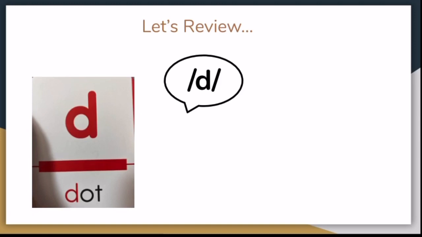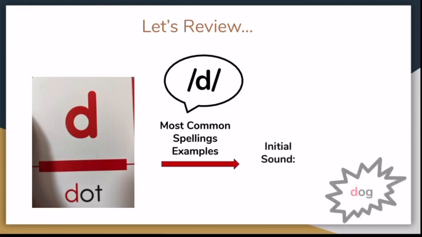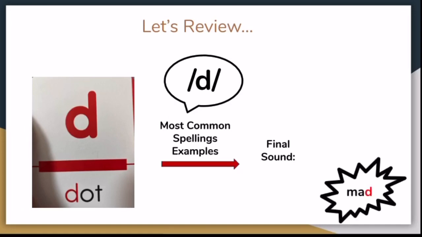Let's look at our flashcard. Do you see the power bar on there? Right, it's almost full, which means that this pronunciation happens often. That D says duh. Let's look at some most common spelling examples. The initial sound, which means in the beginning of the word, makes the duh sound. Let's check it out. Dog. In the beginning of the word, you hear the duh sound. The final sound, which is the last letter in the word, you hear the d, mad. You hear the duh sound at the end.